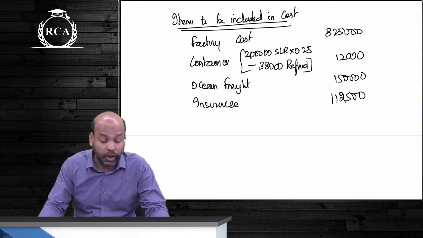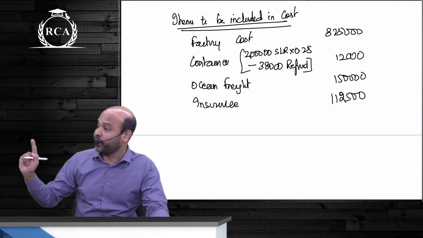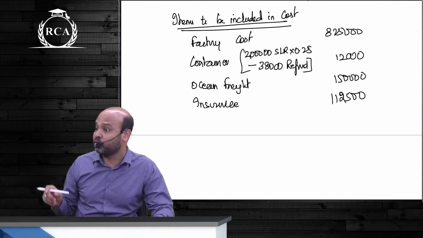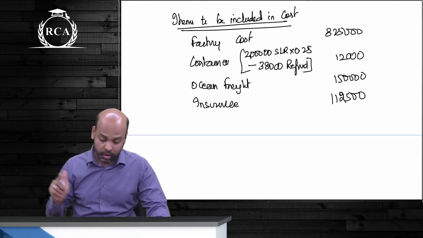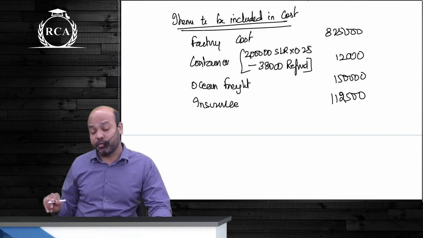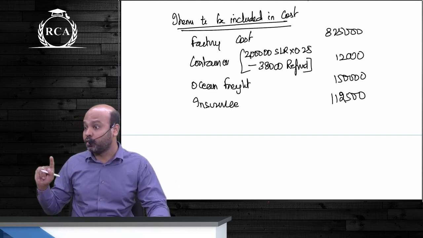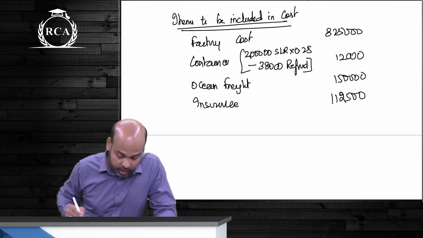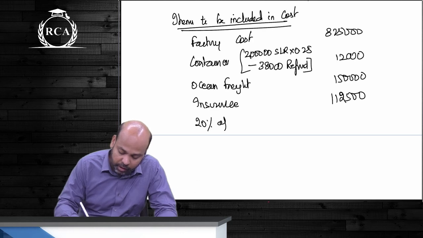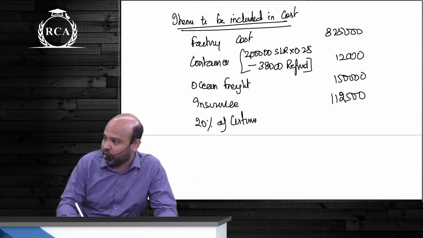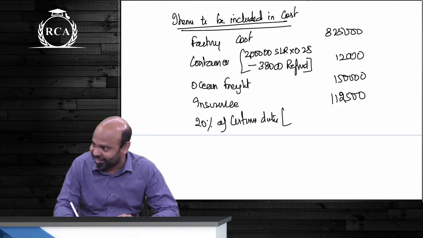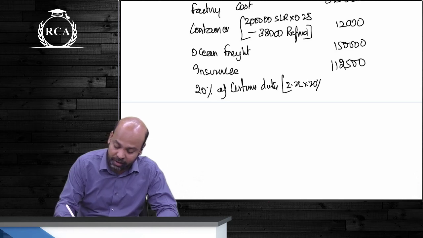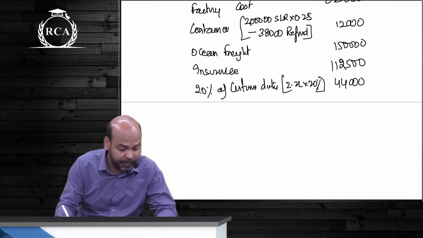Penalty, is that included? We will not include it in cost. When I say amounts to be included, this is only to arrive at material valuation. Penalty will be directly charged to the profit and loss account. It will not be included in my cost of materials. Next, 20% of customs duty, should I include it or not? 2,20,000 into 20%, 44,000.